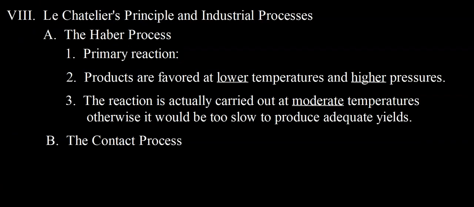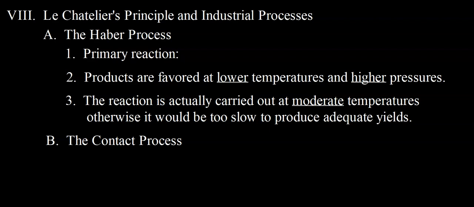All right, so last thing, Le Chatelier's principle in industrial processes. This first one is very important. The Haber process, which involves the formation of ammonia gas. Ammonia is used in the manufacture of fertilizers. And so obviously we have lots of farming going on in the United States and we need lots of fertilizer. And so this is a very, very useful reaction.